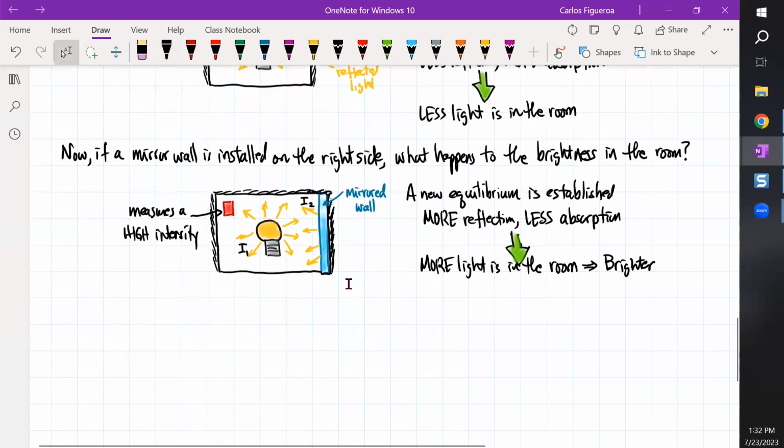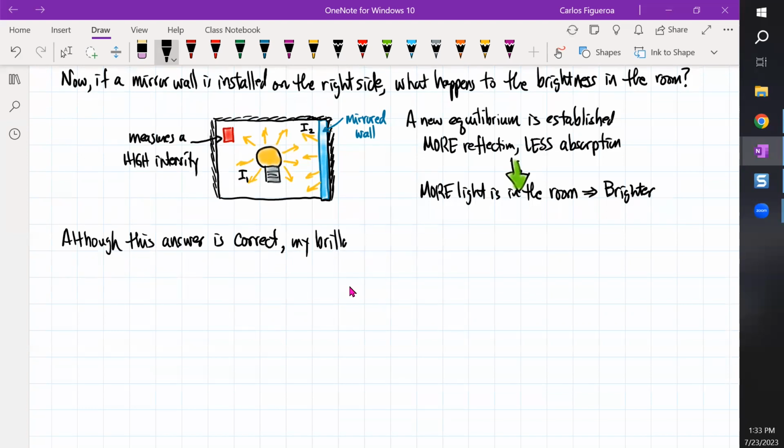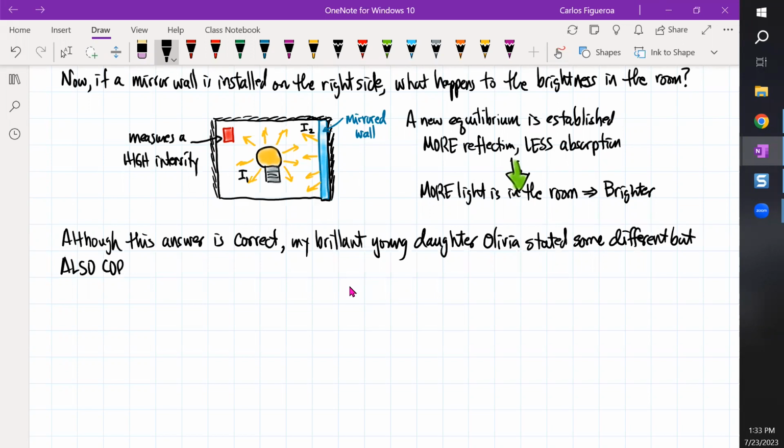Well, although this answer is correct, my brilliant young daughter, Olivia, stated something different but also correct.